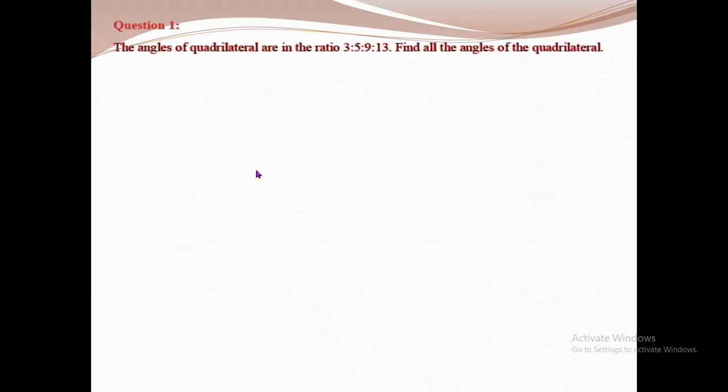Now, using whatever properties and theorems we have learned so far, we will solve some problems from the exercise. This is Exercise 8.1, we are going through Exercise 8.1. The first question is a very nice one and an important one also. The angles of a quadrilateral are in the ratio 3:5:9:13. Find all the angles of the quadrilateral.